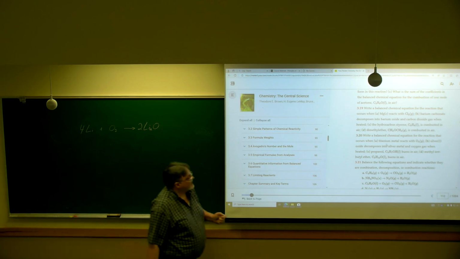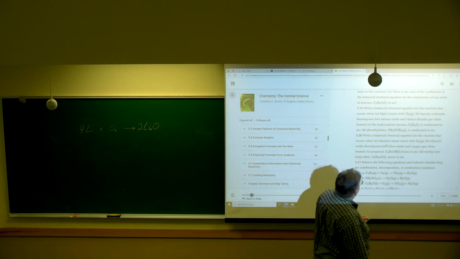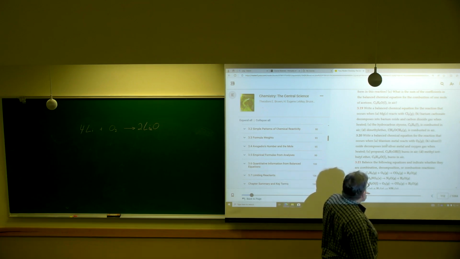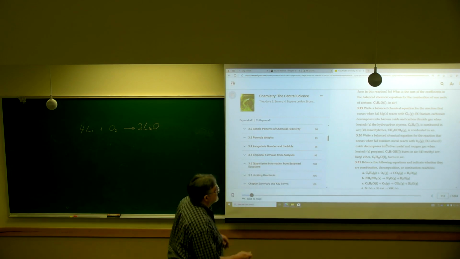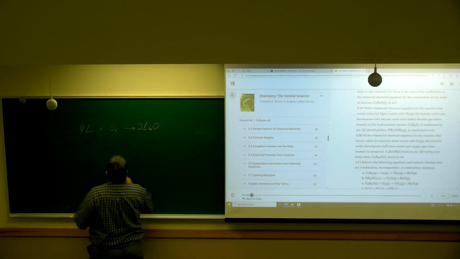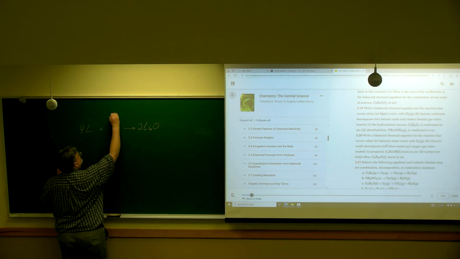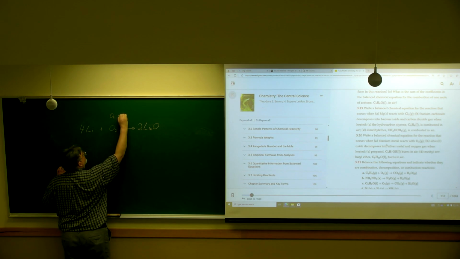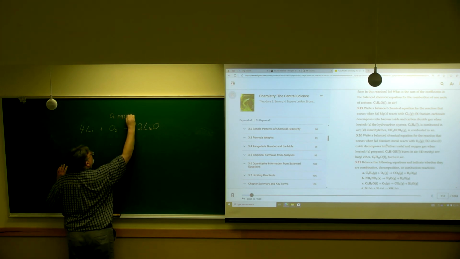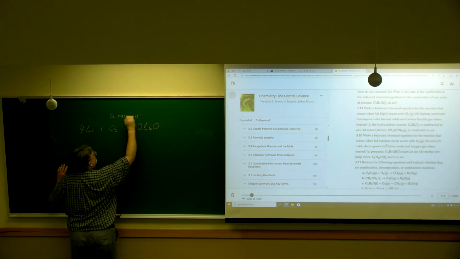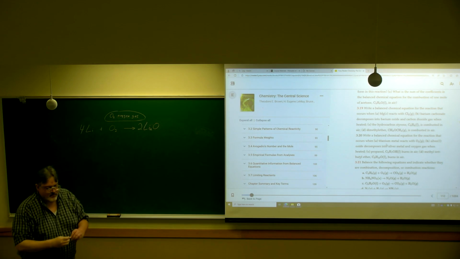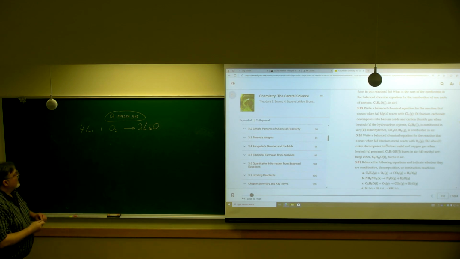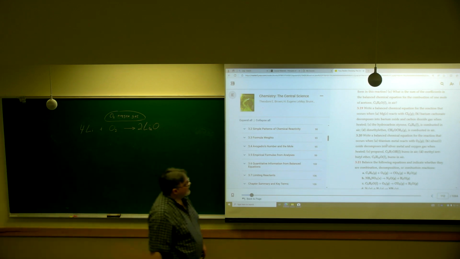The next one says silver oxide decomposes into silver metal and oxygen gas. This is oxygen gas. O2, you might see it written as molecular oxygen or just O2. Okay, decomposition, I've got to read it again.